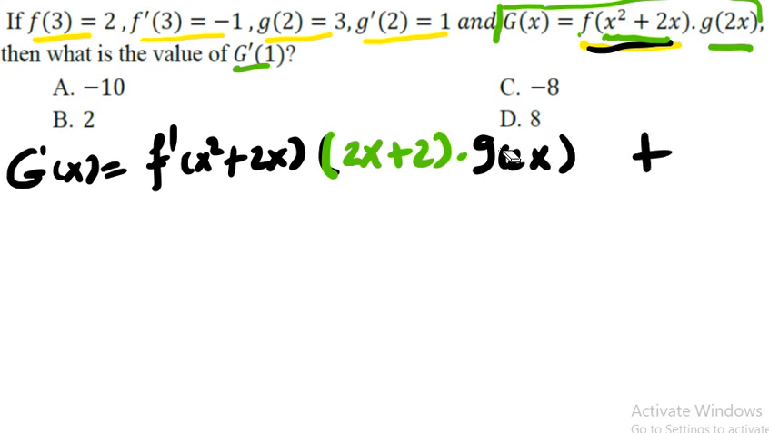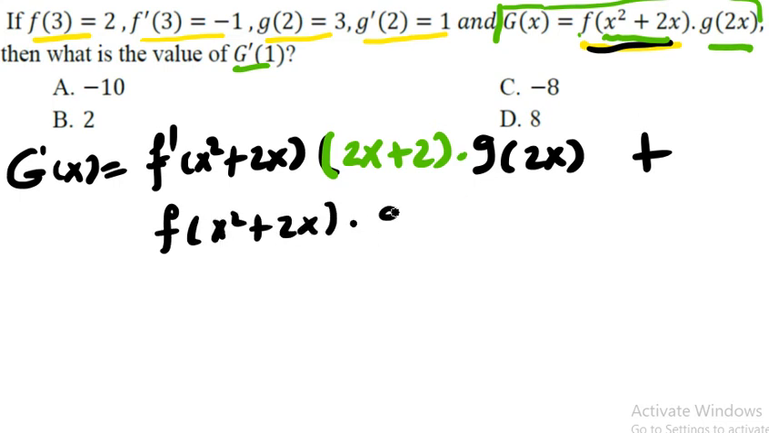Plus, now when I go to the next one, the first as it is, f of x squared plus 2x will be taken as it is, times the second derivative, that means g derivative of 2x times the inner derivative of it, which is 2.